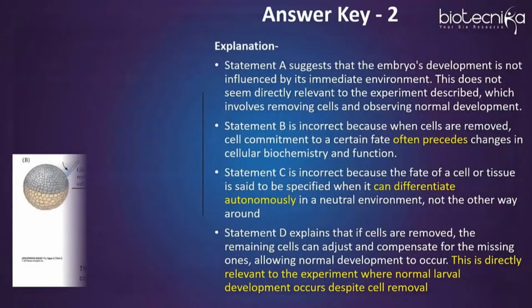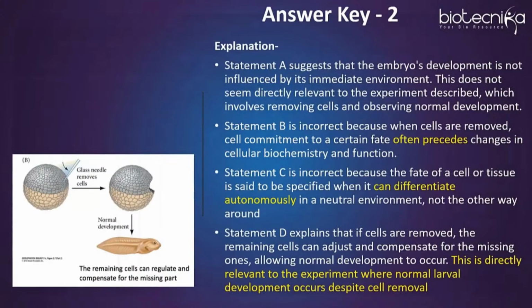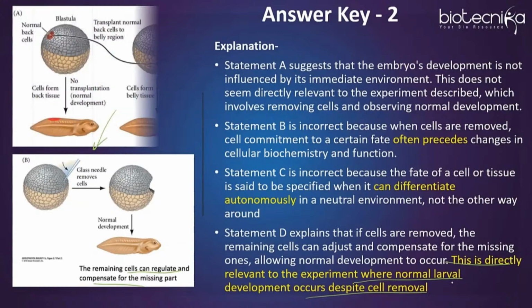Okay. So this is the explanation that we generally have. This is what we study in the classes, that the remaining cells can regulate and compensate for the missing part. This is directly relevant to the experiment where normal larva development occurs despite cell removal, right?